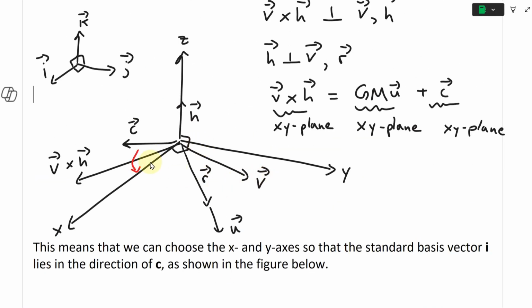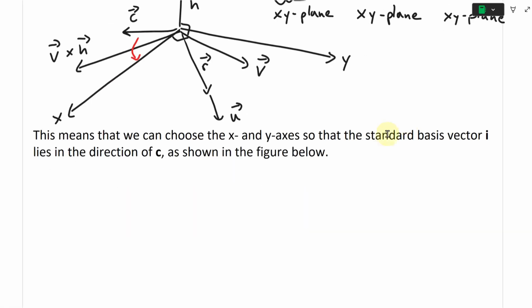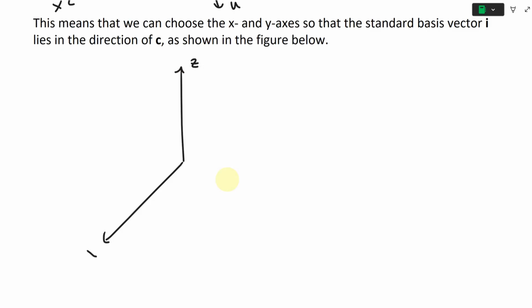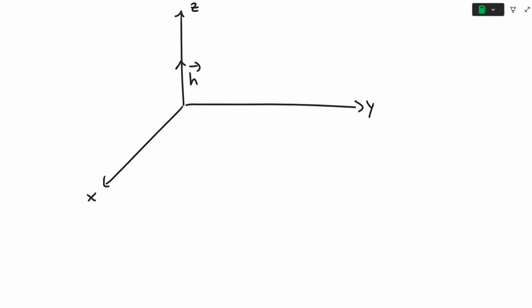Again, these are not to scale, and they might be in the wrong position, but they're all in the xy plane. I'll draw this, and then I'll use the calculus book screenshot. So let's say we have our z like that, our x like this, and our y like that. And let's say we have our h like this. Now we shift this over so c is over here. That's our c vector. Then our position vector is somewhere like this, with an angle theta from the x-axis. This is our r.